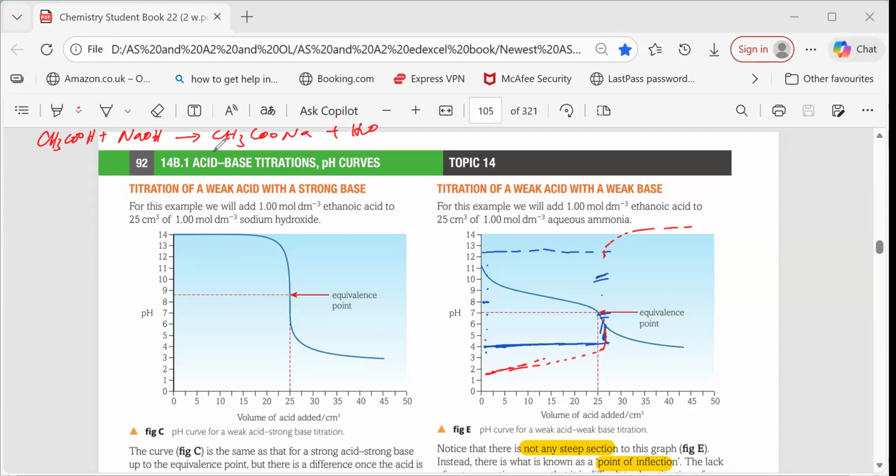Now, what about the salt that is formed at the equivalence point? It comes from a strong base and a weak acid. This means that the pH should be higher than 7, and usually it's about 8.5. So this is the pH at the equivalence point, because the salt that is formed at the equivalence point is basic. It is basic because it comes from a strong base reacting with a weak acid. So the pH at the equivalence point will be about 8.5.